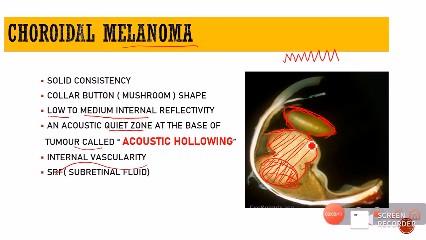Now as it is growing, it is actually going to separate the retina also and take it along with it, and therefore it is called a retinal detachment. Because this is a retinal detachment, there will be fluid collection beneath the retina, and that is called the subretinal fluid. So subretinal fluid is also associated with the choroidal melanoma.